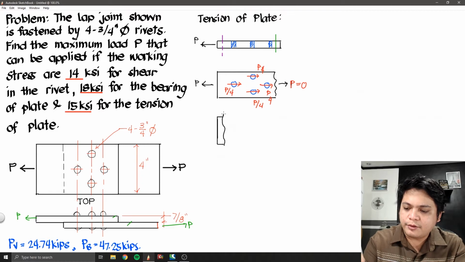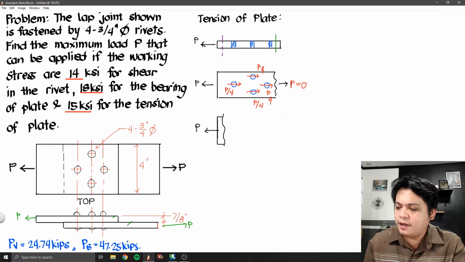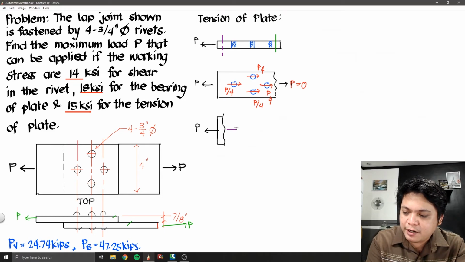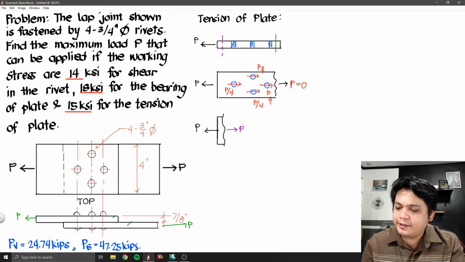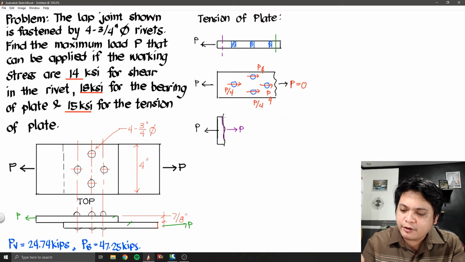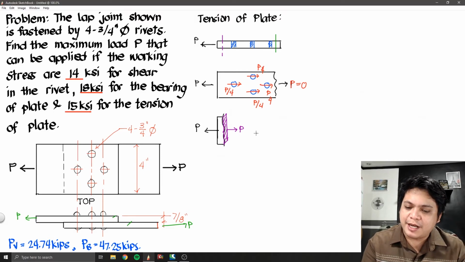Ayan. Since I have P here, to be in equilibrium I also have P there. Okay? And then, the area that you cut, you will be having the area here. So, our P, let's say our plate, is 15 KSI. So, the P that we create is P.